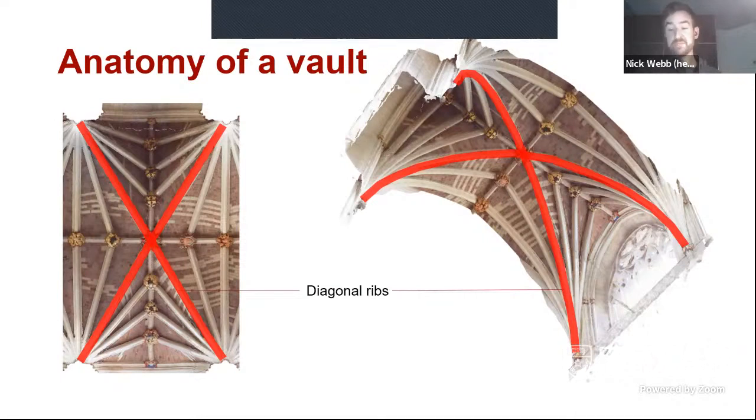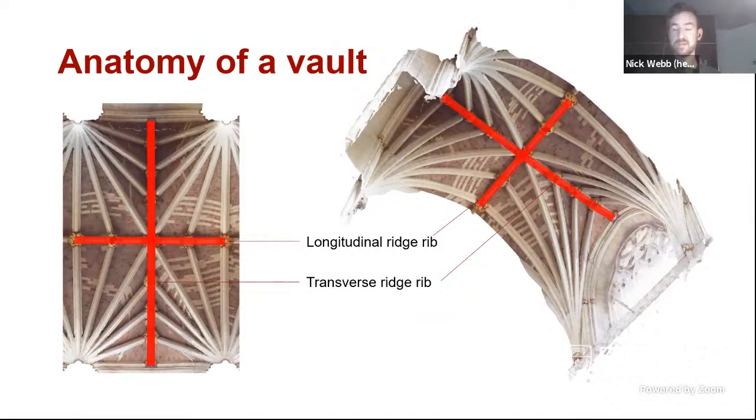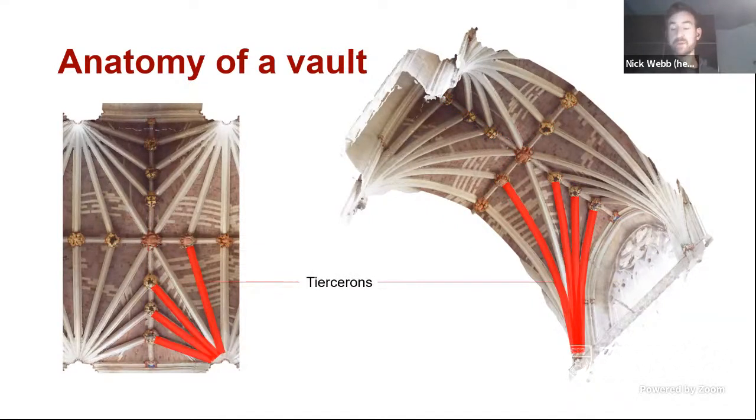And we then have ridge ribs, which run along the crown of the vault, either in an east-west direction, which is the longitudinal ridge rib, or a north-south direction, which is the transverse ridge rib. We also have additional ribs, which spring from the corners of the bay and rise towards the ridges, and these are called tiercerons, or sometimes they're called intermediate ribs. At other sites, we also find shorter ribs, which are known as lierne ribs, but we don't find those in the vault we're studying at Exeter.